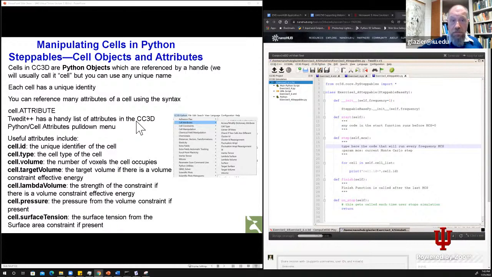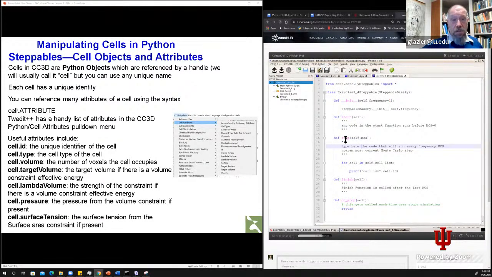Objects are referenced by something, effectively a pointer. Typically we will give that handle the name cell, but it could be aardvark. It doesn't matter. It's just a variable name. And remember that each cell has a unique identity.